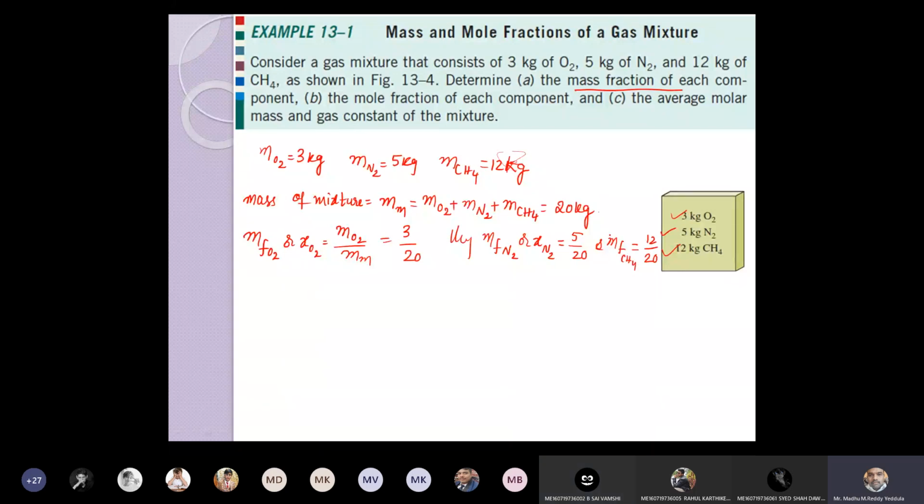Again, if you want to check whether what we did is correct or not, there is one relation: the sum of mass fractions is always equal to 1. We can check: 3 by 20 plus 5 by 20 plus 12 by 20 is equal to 1. So the mass fractions are correct. Is the first bit clear for all of you? Mass fraction, and we checked also it is correct.